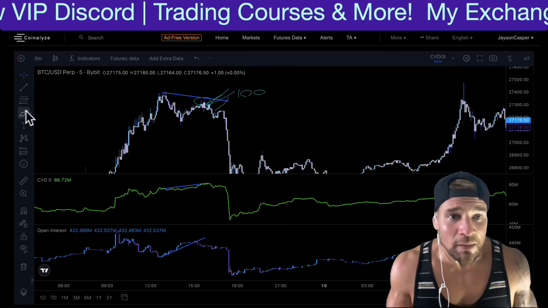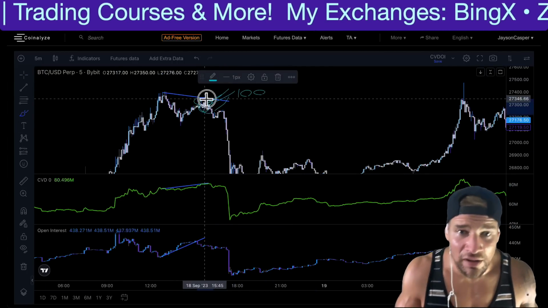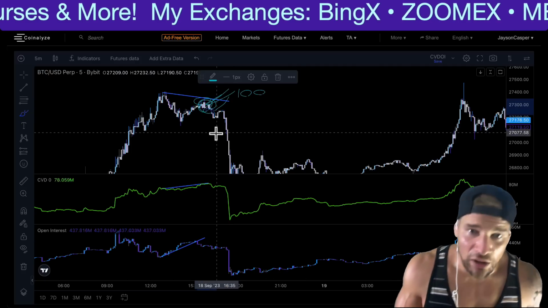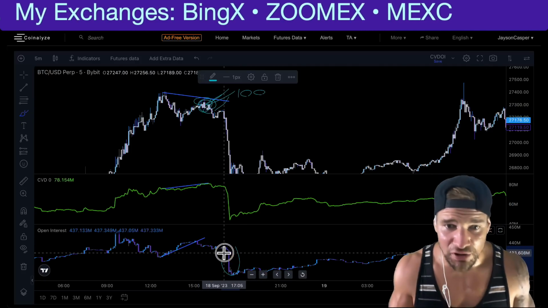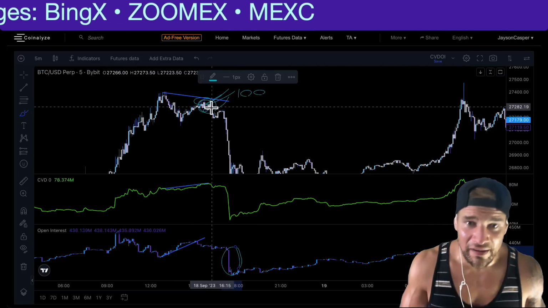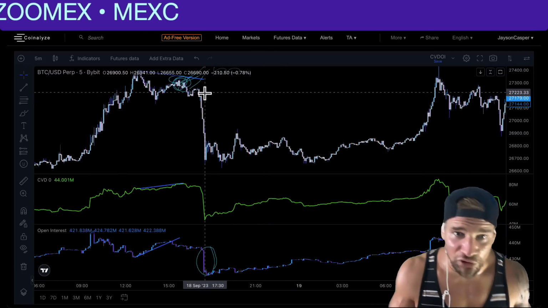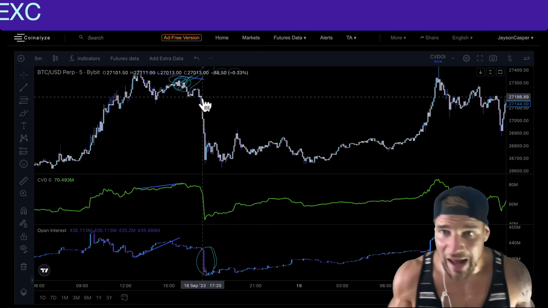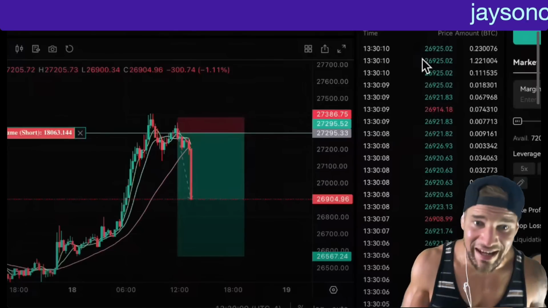Why? Because everybody who longed here is immediately wrecked. Look at the big drop of open interest. This is all the longs that opened up here getting stopped out. So it can lead to a very fast and powerful move. It can be a very fast gain.